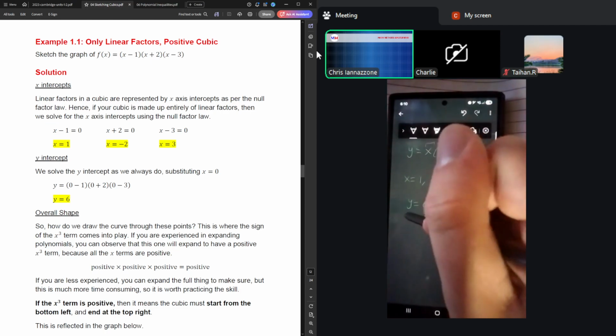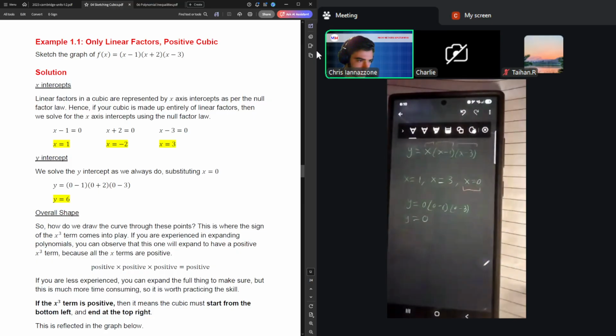Nice. We got x-intercepts, we got y-intercepts. That's pretty much everything. Only one thing left to do. The group thing. Yeah.